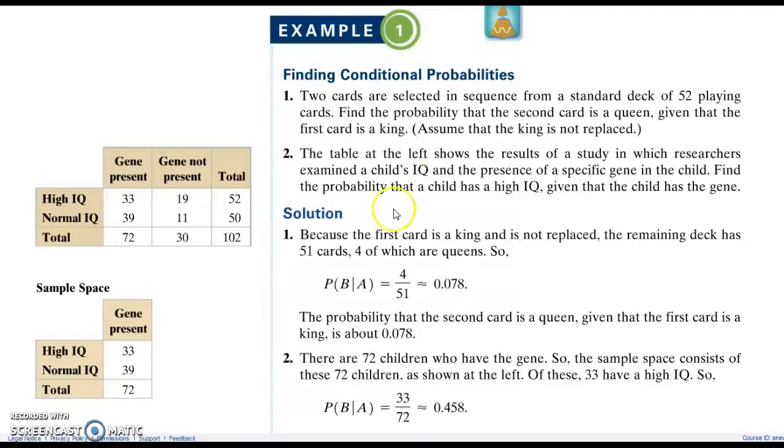Well, there's 4 queens total, and because that first event already occurred, drawing the king, now there's only 51 cards in the deck. So the probability of getting a queen, given that we drew a king, is 4 out of 51. If we don't have that condition, just in general, the probability of getting a queen is 4 out of 52. But drawing that king changed the game up because now there's 1 less card in the deck.